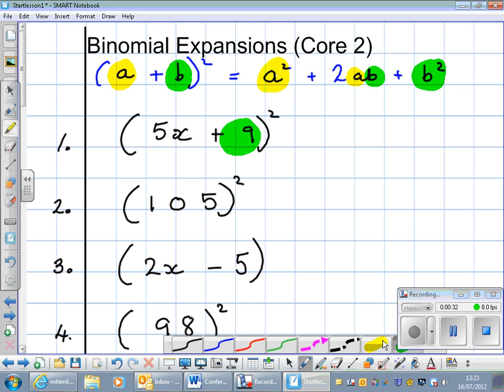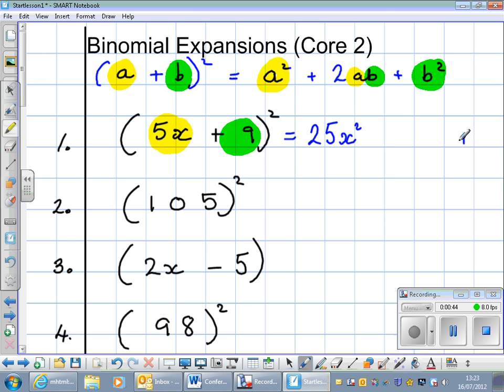So the plus 9, the 9 represents the b, and a is 5x. So the expansion must be 25x squared plus 81, and then the middle term is twice the product of the two. 5x times 9 is 45x, double it, 90x.